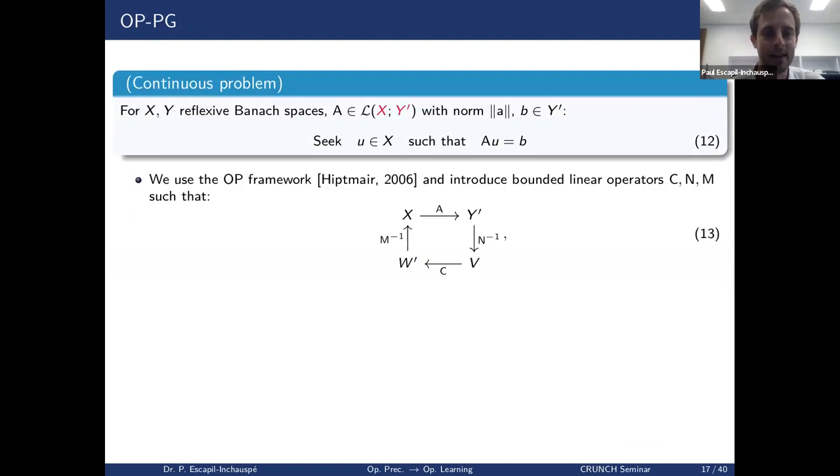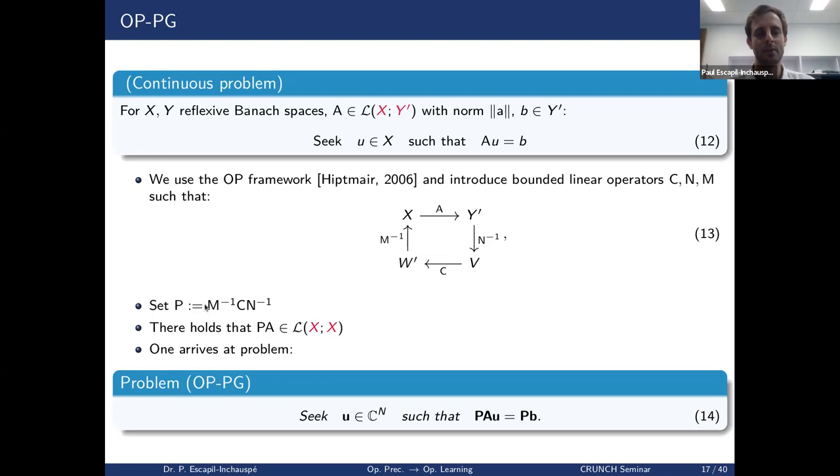So how does it work? I'm going back to the continuous problem, and the idea of operator preconditioning. Here I take as a reference a paper by Hiptmair, but there are many papers that have been working on that between 2000 and 2010. And the idea is always to try to describe a setting such that we define an operator that will ensure an endomorphism at the end. So here we have all these tools that will allow us to create some space mappings. And we arrive at a preconditioned problem that is mapping the same function spaces.